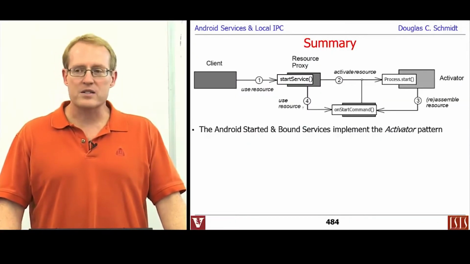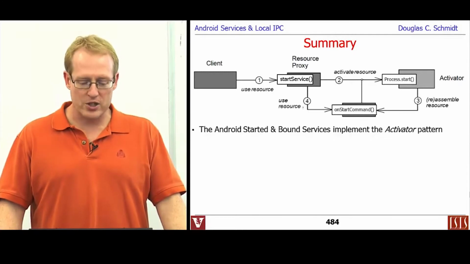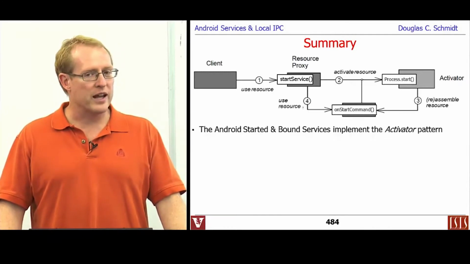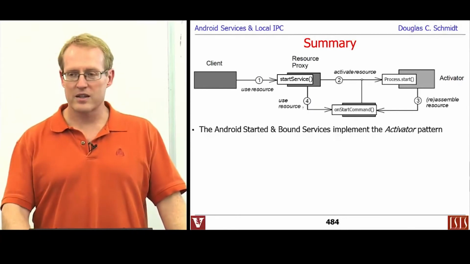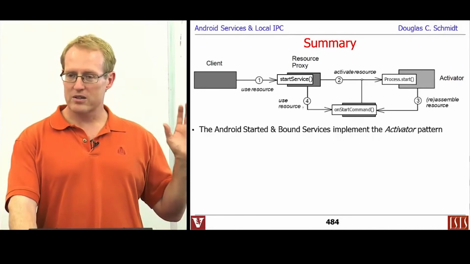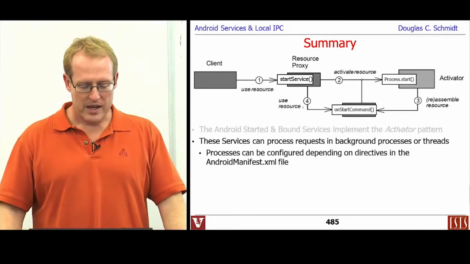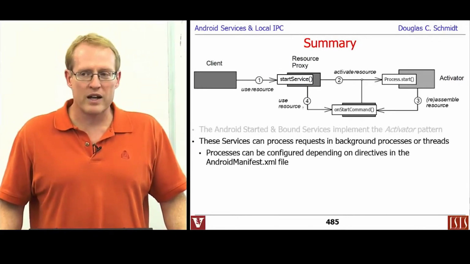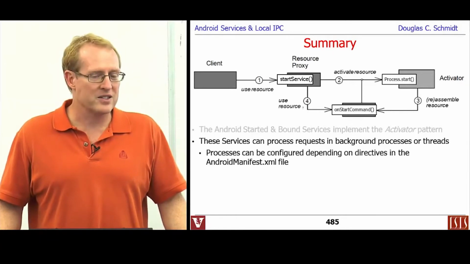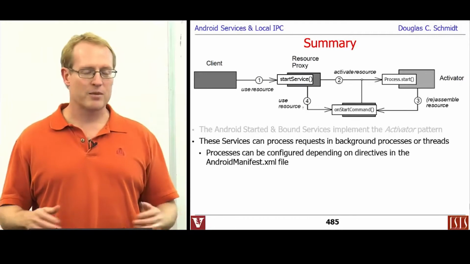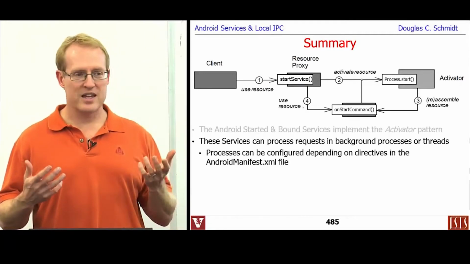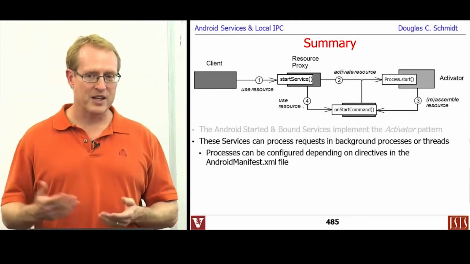Okay, to summarize this discussion, Android started and bound services use the Activator pattern. As you can see here, they use the pattern pretty much straight out of the book. It looks just like what you'd see there. These services can be run in different execution contexts. Most typically, if you don't do anything to the contrary, they end up running in the same process as the caller, which is typically an activity.